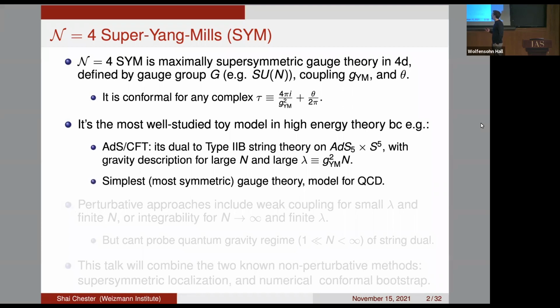Another motivation for why people study it is that it's just the simplest gauge theory. Simplest in the sense that it's the most symmetric, because it has maximal supersymmetry and it has conformal symmetry. So if you want to study something like QCD in 4 dimensions, this can be a reasonable toy model to study.